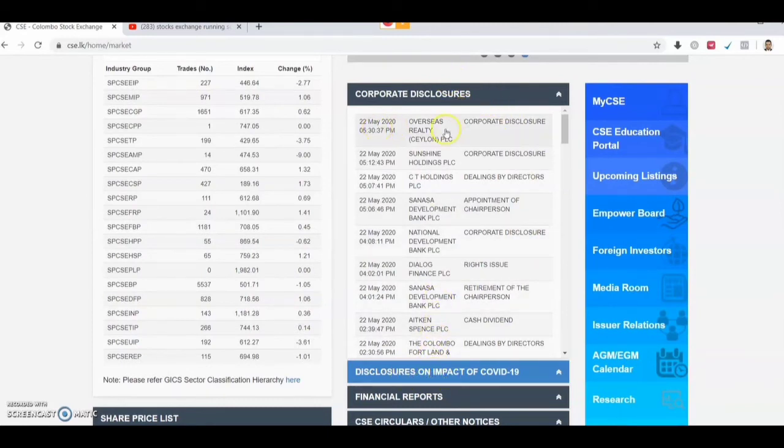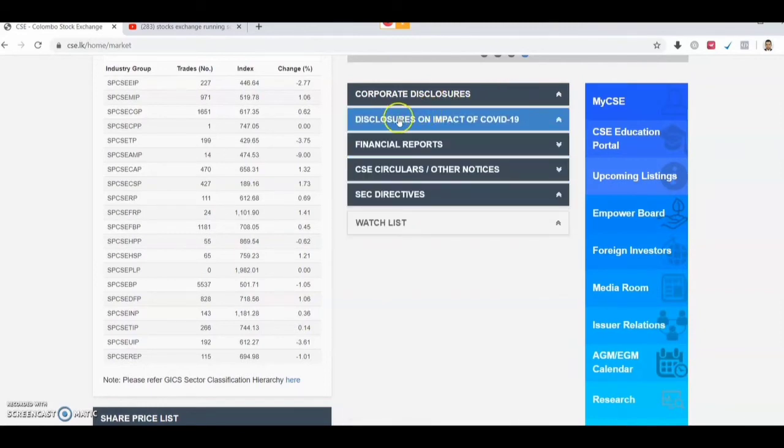And you can see corporate disclosures. In this area, these are the company names, dates, and type of disclosure. So corporate disclosure, rights issue, retirement of the chairperson, dividends, everything. There are several categories. We will go through them on a detailed basis in future videos. Okay, this is corporate disclosure.